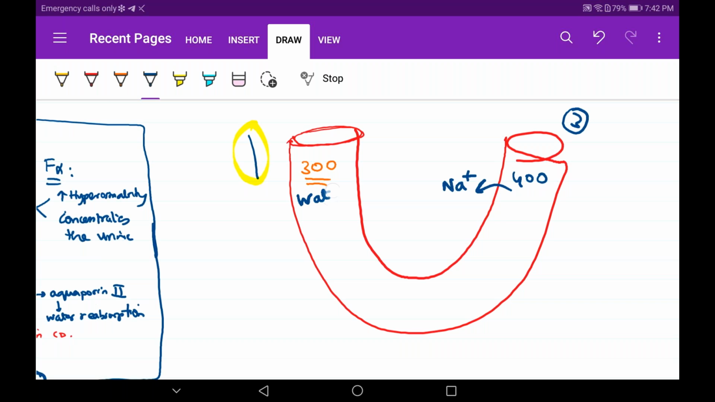Okay, in the water, first you need to consider this sodium which is getting reabsorbed. Have you understood this part? Sodium is getting reabsorbed over here.